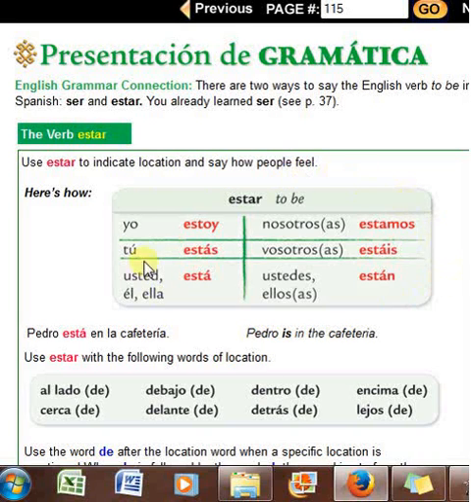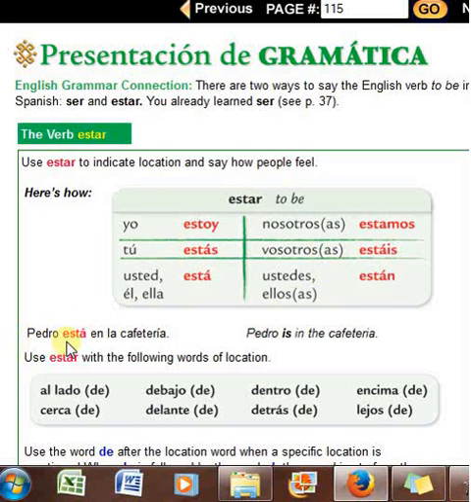Let's see the conjugation of the verb estar. Estoy, estás, está, estamos, estáis. Only in Spain we are going to use this form. Están. So if I'm talking about location or how people are feeling, I'm not going to use the verb ser. I need to use the verb estar.